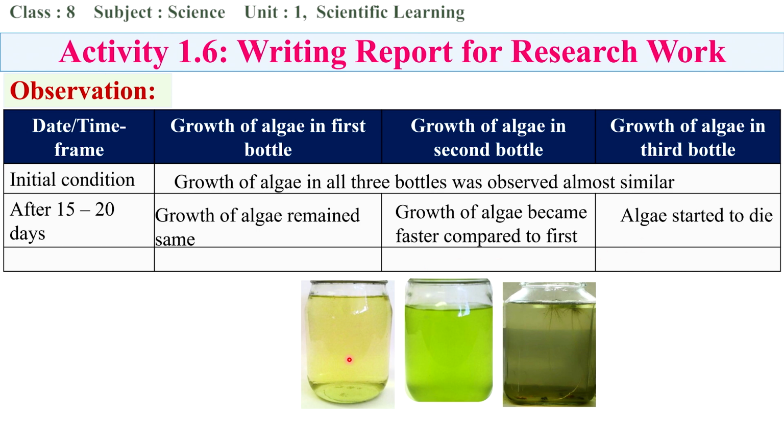Yes, in the first jar, the condition remained the same, isn't it, as it was in the beginning. In the second jar, look at here, which was with chemical fertilizer. We have added chemical fertilizer, then growth of algae became rapid. That means, look at here, difference between first and second. Definitely there is difference, isn't it? First has less algae growth, second has more algae growth. And the third, yes, the color of water has also changed. Algae started to decay, to die. That means algae couldn't grow well.